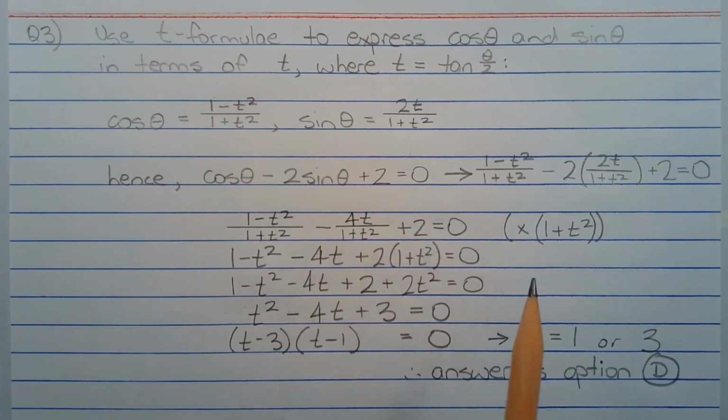Expanding the brackets, we get 1 minus t squared minus 4t plus 2t squared equals 0. Combining the like terms, the left-hand side becomes t squared minus 4t plus 3 equals 0. Notice that we have a monic quadratic on the left-hand side, and that factorizes to t minus 3 in brackets times t minus 1 in brackets equals 0, hence t equals 1 or 3. Therefore, the answer is option D.